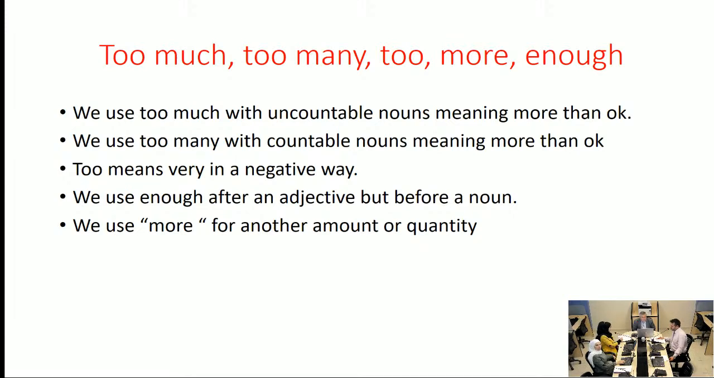Too means very in a negative way. For example, I cannot drink this tea because it's too hot. So too hot has a negative meaning. Yes, I cannot at all drink it. Whereas very hot, you can drink it. It's hot, but you can drink it. Exactly. Too plus adjective. Thank you very much for this clarification.